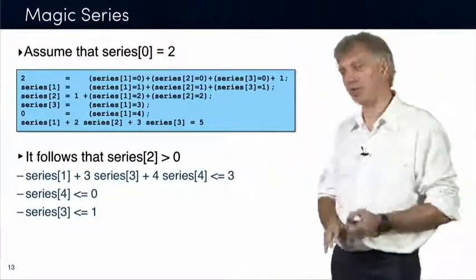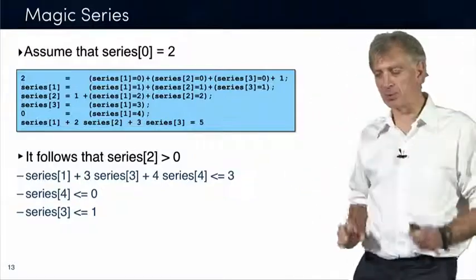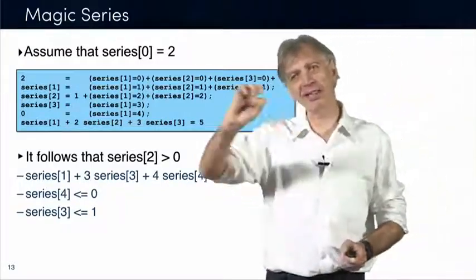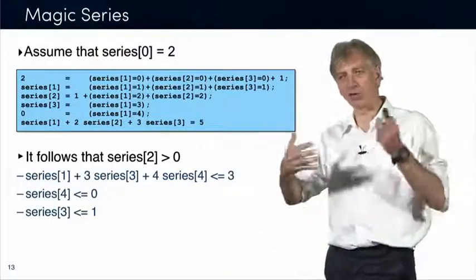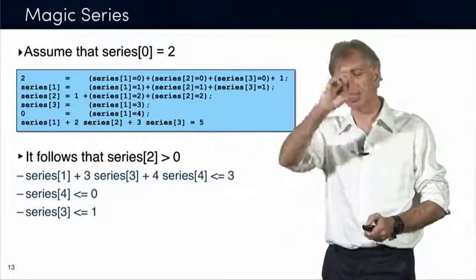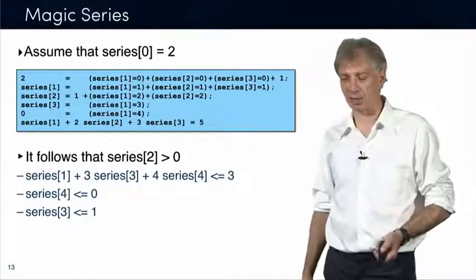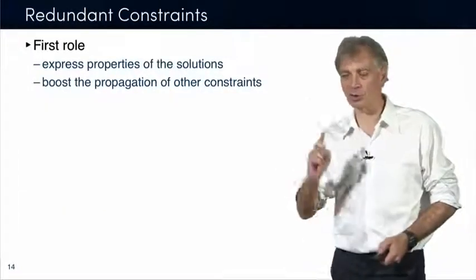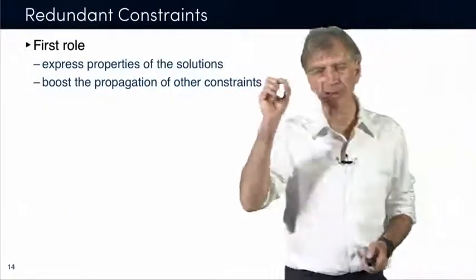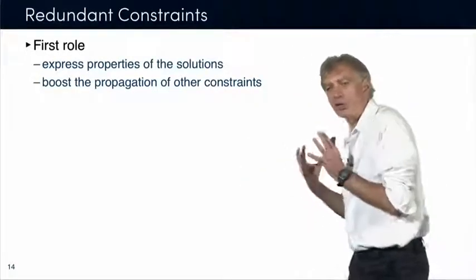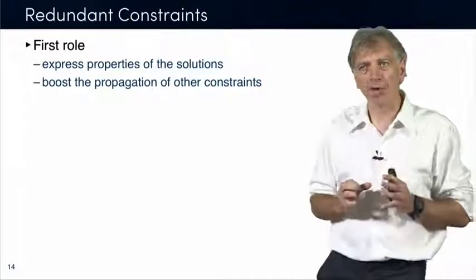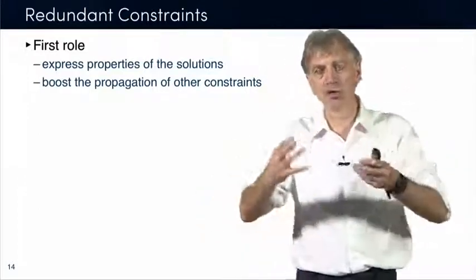And if you actually implement this beautiful model, you will see very nice patterns in the way these solutions are being constructed, and the similarities that they have with each other. Okay, so the first role of the redundant constraints is to express properties of the solution. And because it looks at the problem from a different angle, it's going to boost the propagation.